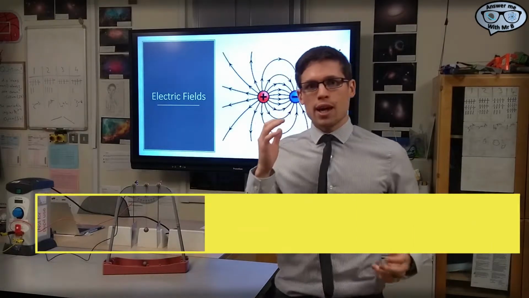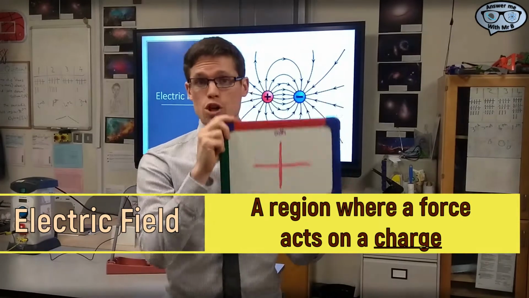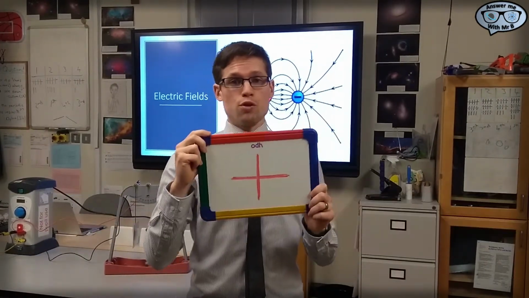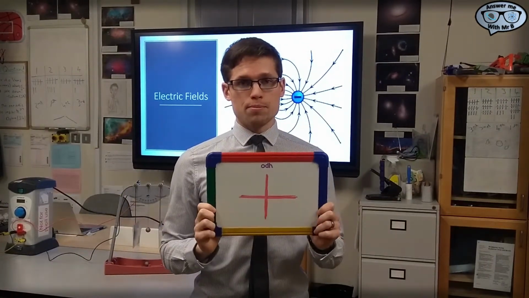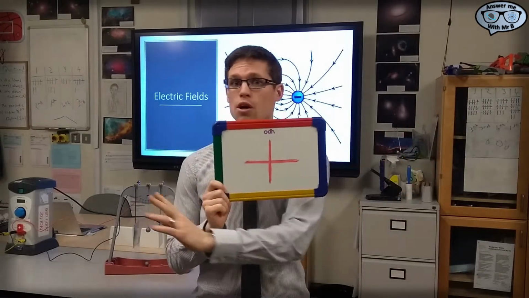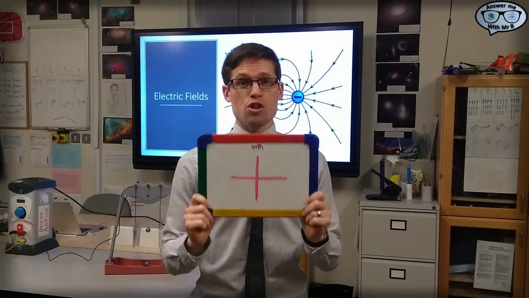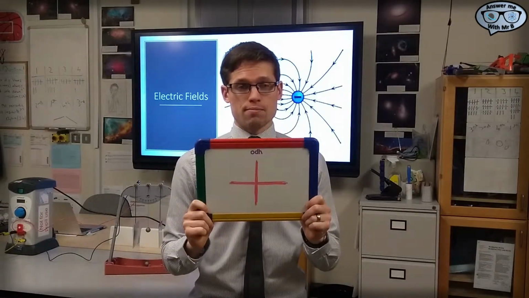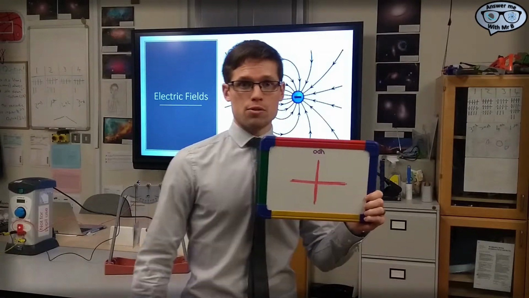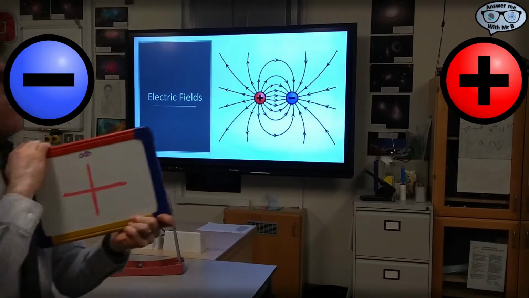An electric field is a region where a force acts on a charge. So if you imagine that this is a charged particle, and when I click my fingers, I'm going to set up an electric field right across the screen. It will feel a force due to that electric field. Let's see what happens. It's quite a strong field.